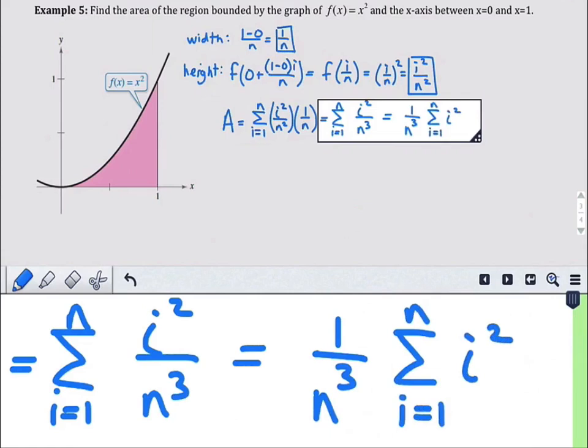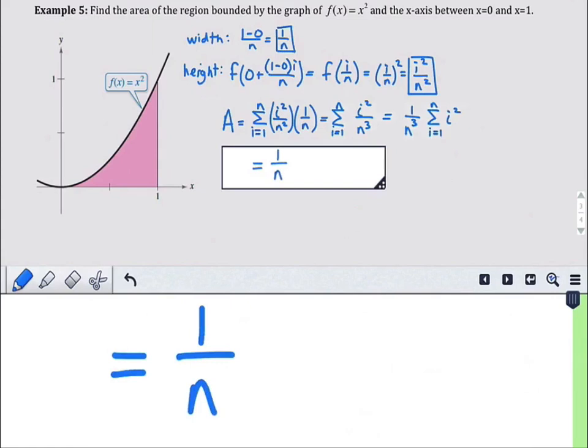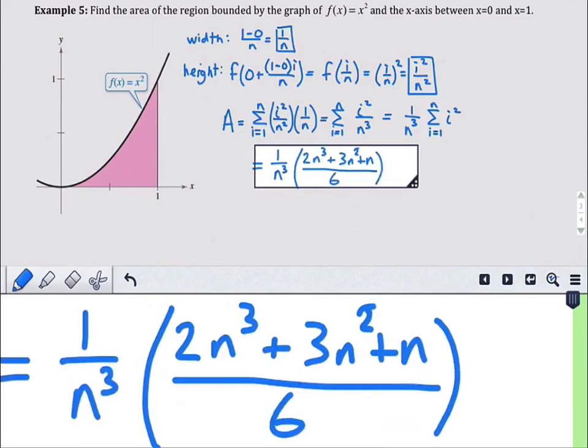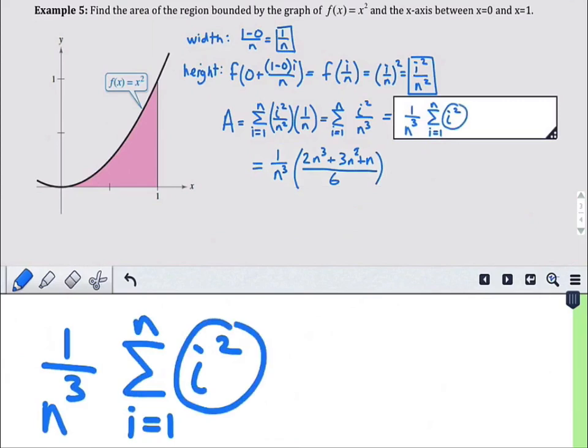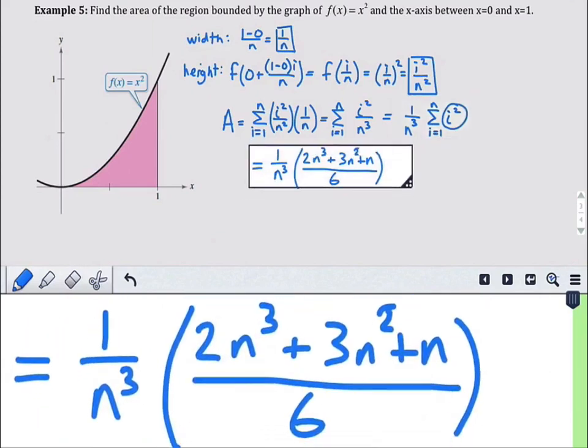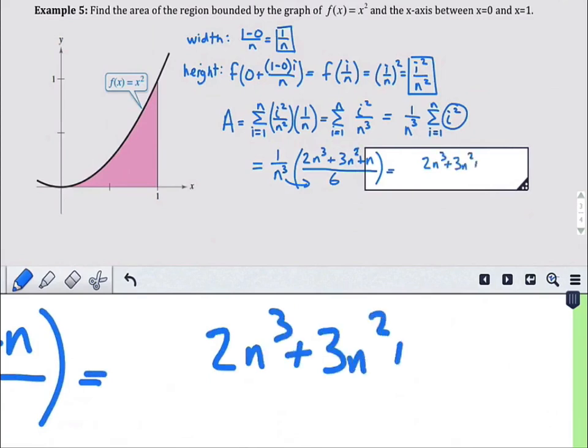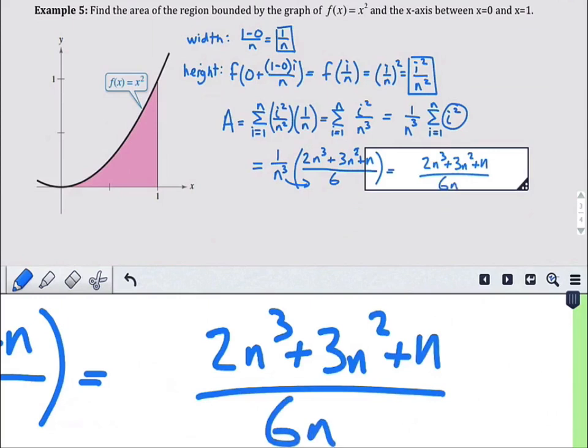And now we can use our summation formula, and we'll have 1 over n cubed times 2n cubed plus 3n squared plus n, so that's the summation formula for i squared, over 6. So that was using the summation formula for the i squared. And now we'll go ahead and multiply here. And so we get 2n cubed plus 3n squared plus n over 6n cubed.